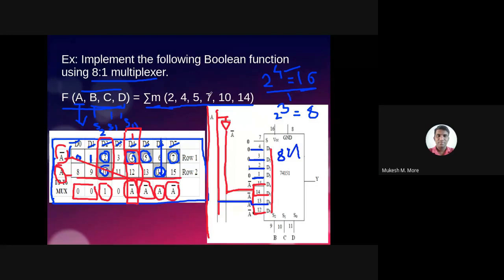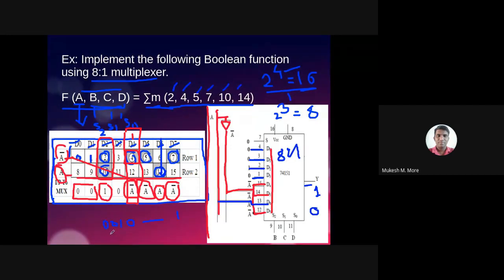So when you give input, only when 2, 4, 5, 7, 10 and 14 come as input, then your output will be 1. Otherwise, the output of your circuit is 0. When you give 2, 2 means the value of ABCD is 0, 0, 1, 0. When this is input, then the output is 1.